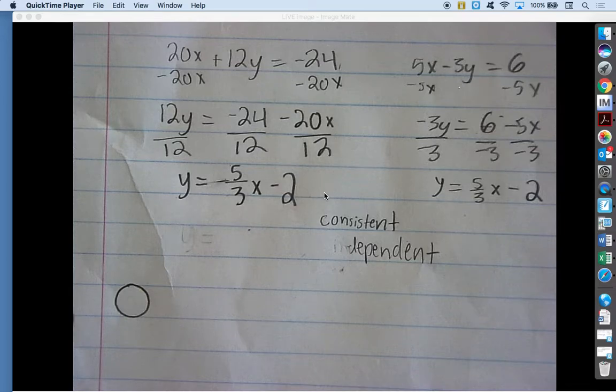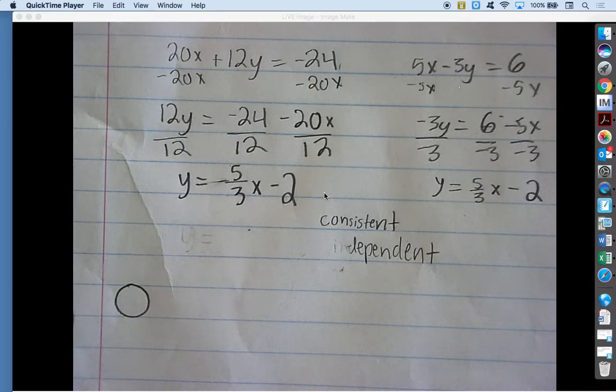If they only cross once, then it's consistent and independent. For the dependent, every solution depends on that other line. For the independent, it's just that one point that they're crossing. So she just copied the book problem down wrong, which is why the answers were slightly off, and it took me a little bit to figure that out.